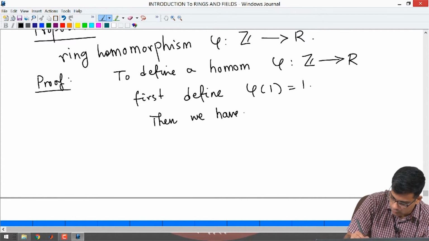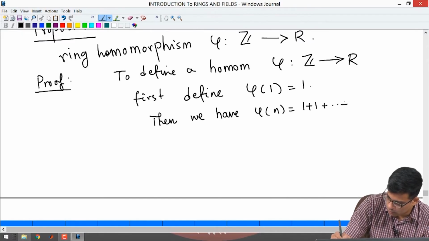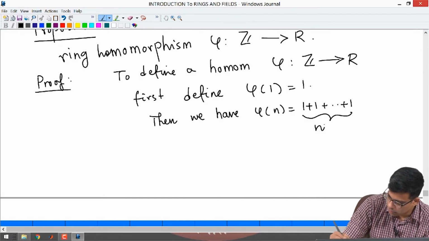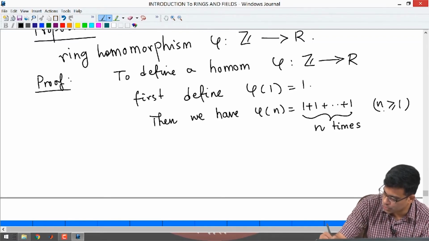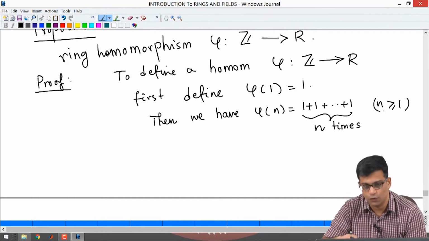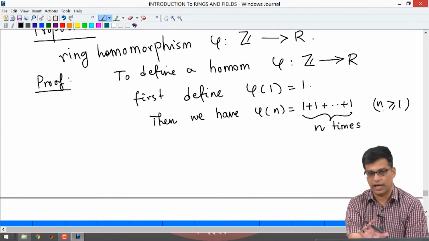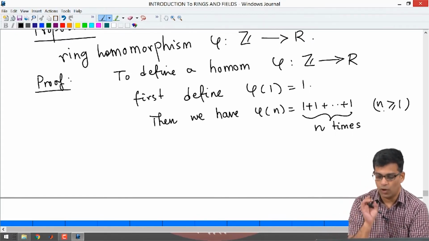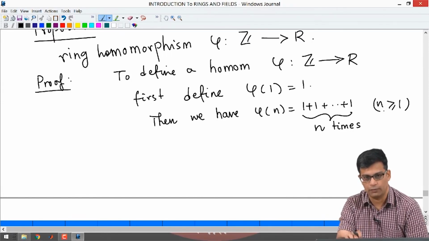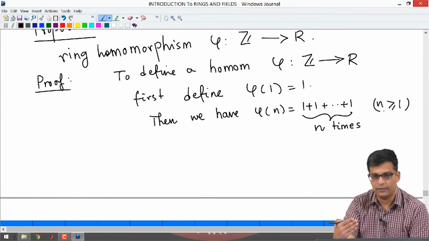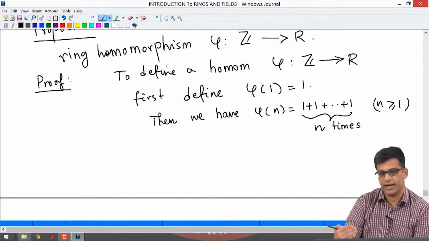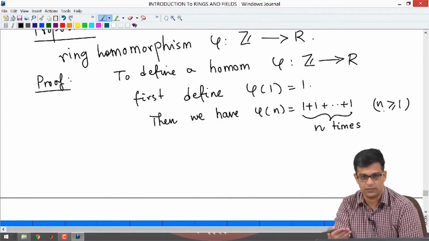we have phi of n is 1 plus 1 plus 1, n times, for n positive. Okay. So, again this is forced on us. What I am trying to arrive at in this proposition is, once you define phi of 1 equal to 1, which we have no choice about, every other integer has a natural image, there is no choice for them also.